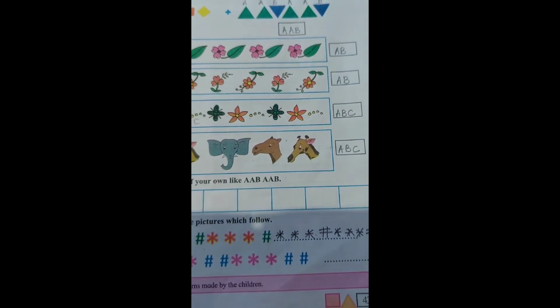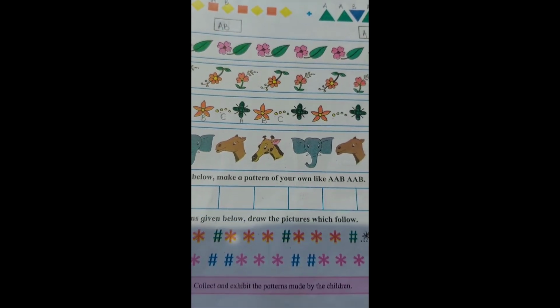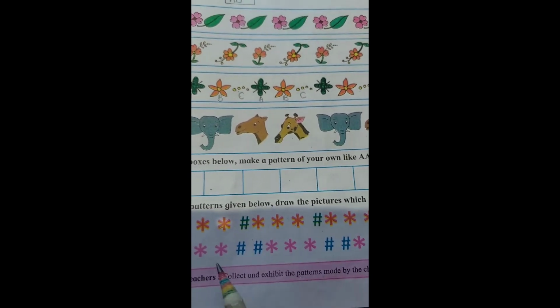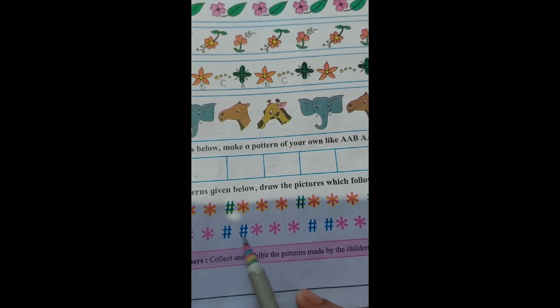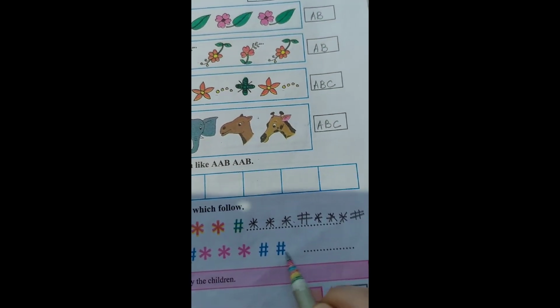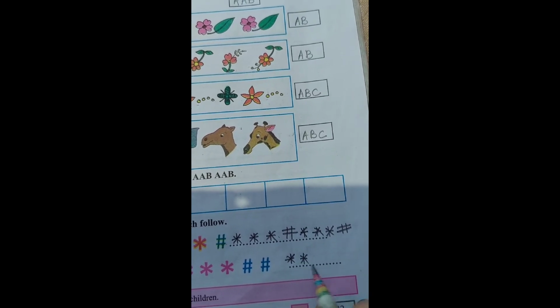So children, I hope you understood how to continue the same pattern. And to continue the same pattern, first we have to observe what pattern it has. Next one is 3 stars, 2 hash. 3 stars, 2 hash. So we are going to continue after hash. We have stars. And how many stars we have? 3 stars.